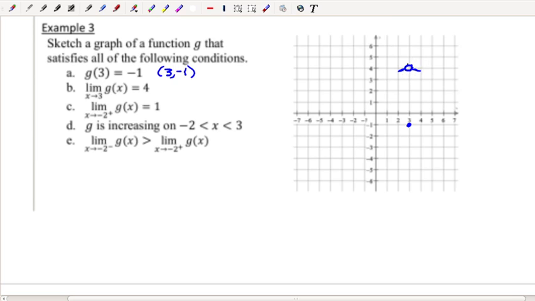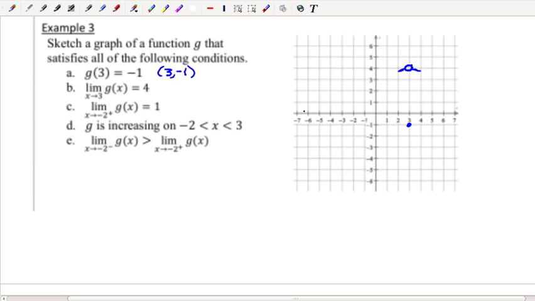So this is when it's always a good idea to use your pencil so that if these lines end up being in the wrong direction, I can change them later. But for now, I'm just going to put them there as placeholders to remind me that I need to connect up to here and not to this point down here. Then letter C says the limit of g as x approaches -2 from the right side is 1.